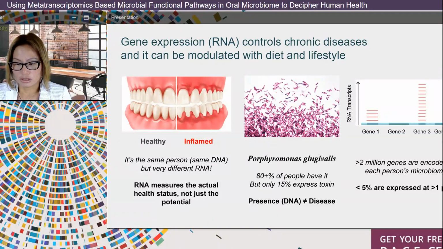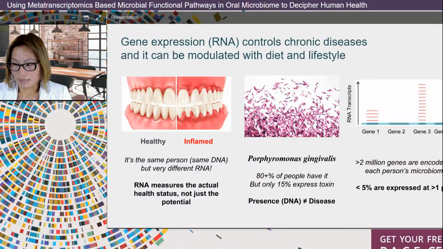The middle panel shows the infamous P. gingivalis, which is often associated with the gingivitis condition. But it turns out, even though 80% and more people have it, only 15% express the toxin gingipain under certain conditions. So the presence of DNA or the presence of this particular bug doesn't always mean that you have the disease. Most of the time, it's just happy to be here, just to hang out.